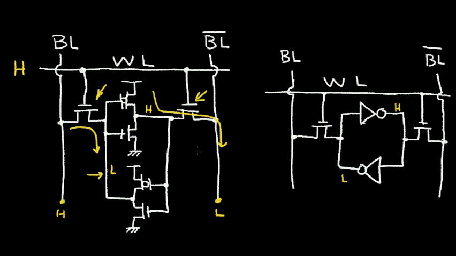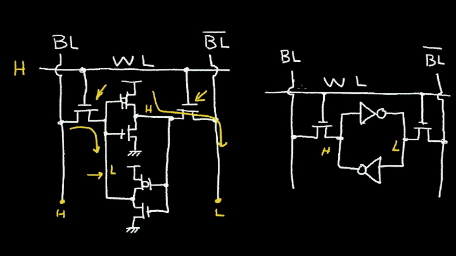So let's say that I've written my high voltage into this RAM cell. So this voltage over here is at a high level. This is at a low level. Let me erase this old data here. Let me erase that high. Let me erase this low signal. And now let's presume that I've written this cell, and now I want to read my data.